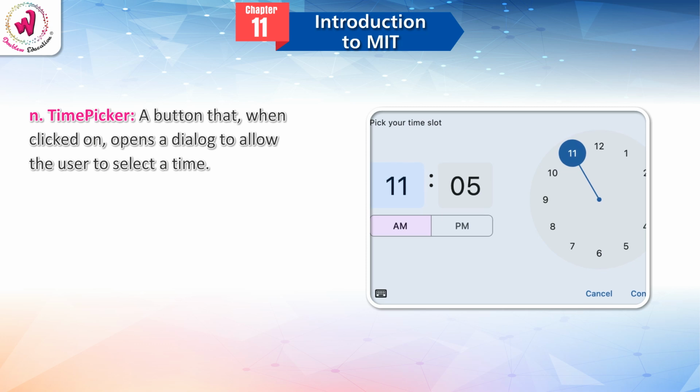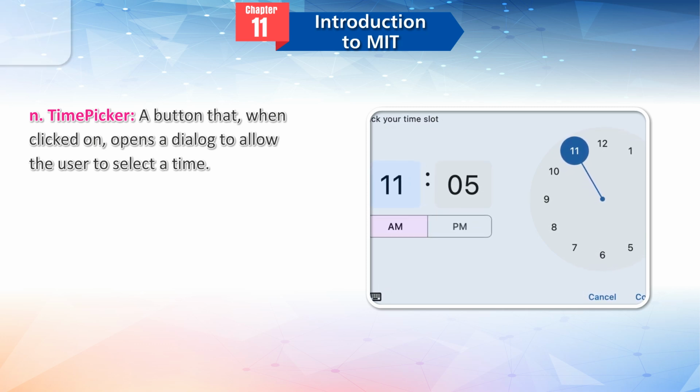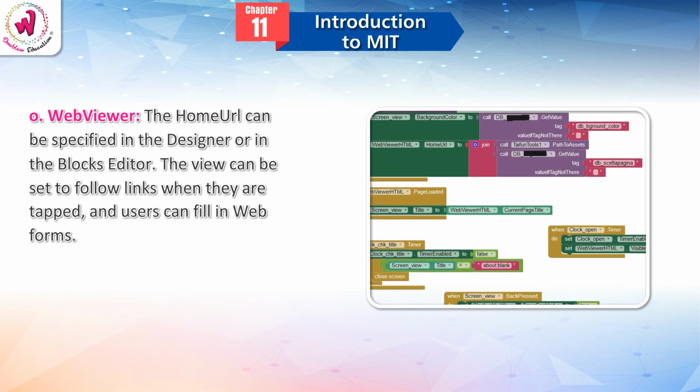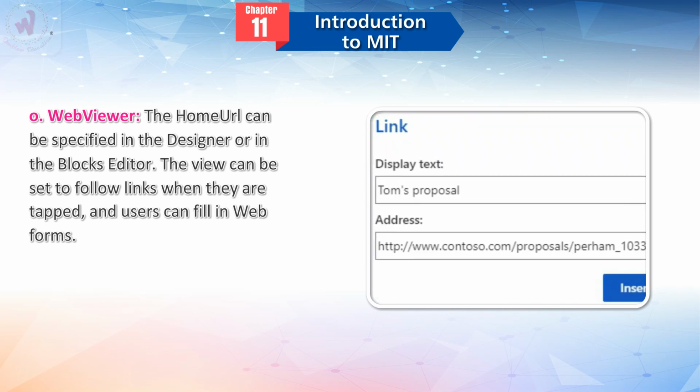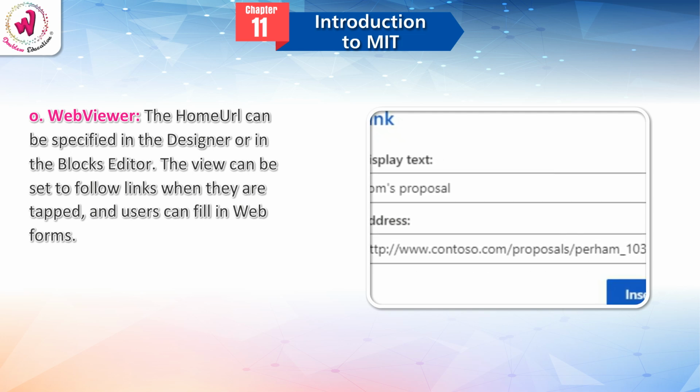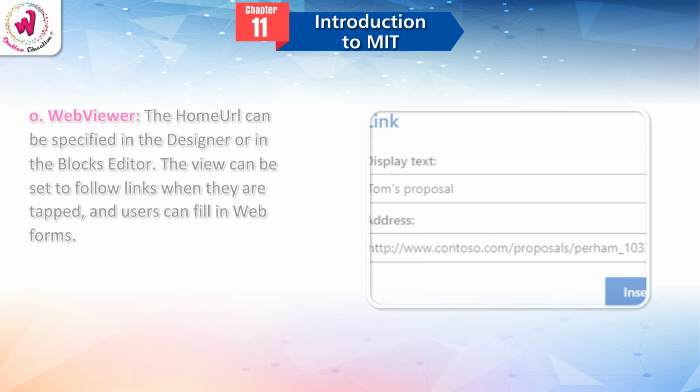N. Time picker. A button that, when clicked on, opens a dialog to allow the user to select a time. O. Web viewer. The home URL can be specified in the designer or in the blocks editor. The view can be set to follow links when they are tapped and users can fill in web forms.